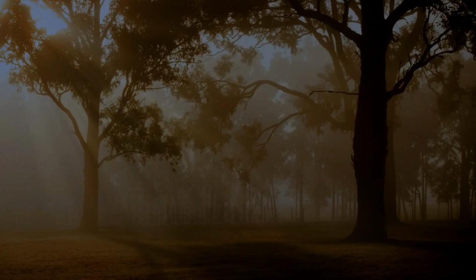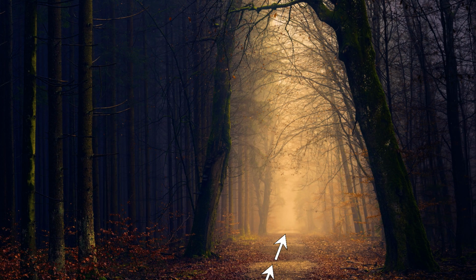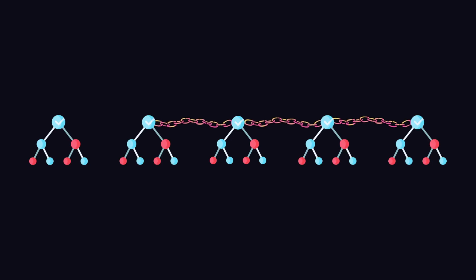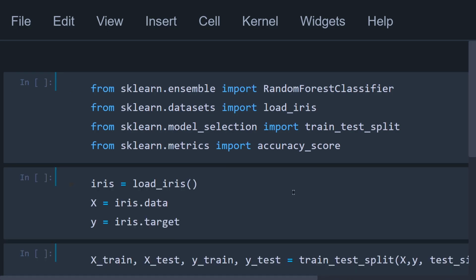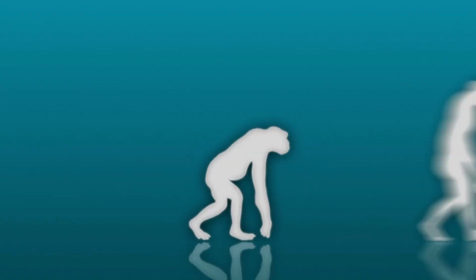Imagine you're lost in a forest, not a creepy one, but a friendly one where a bunch of wise trees team up to guide you home. That's random forest in a nutshell. A bunch of decision trees working together to make smarter, more reliable predictions. Stick around because we're going to break it down with examples, code, and accuracy test. Let's make this easy to grasp.